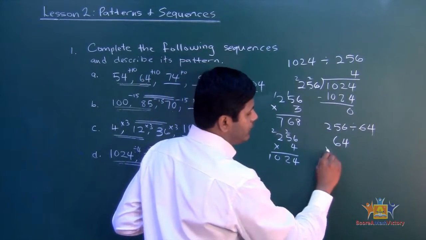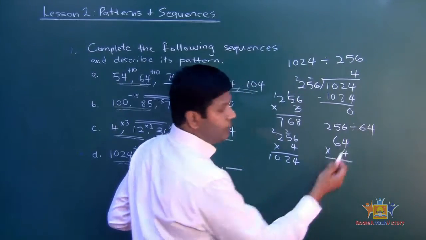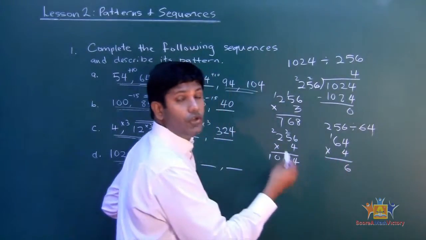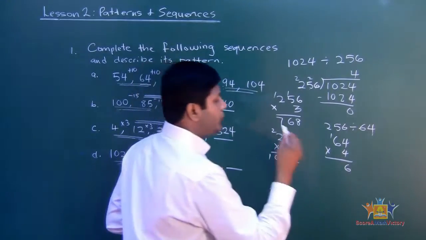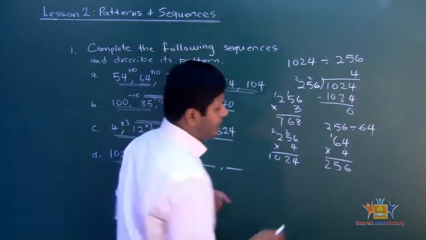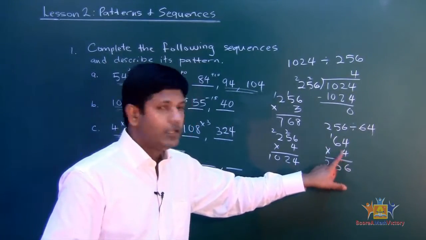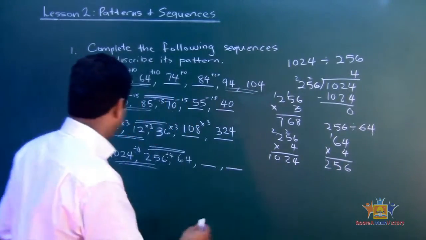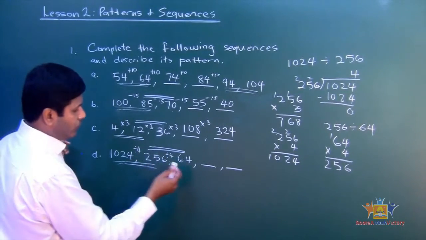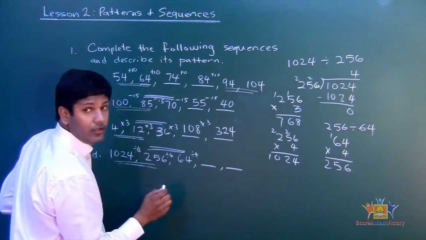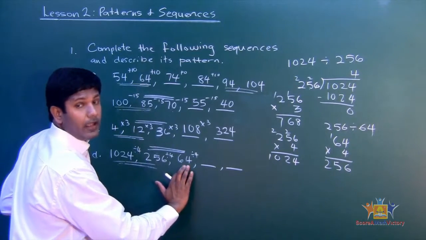So 64 times 4. 4 times 4 is 16. 6 carry 1. 4 times 6 is 24. 24 plus 1 is 25. Right there. See that? So that confirms that we are dividing it by 4. So to fill up this, we take 64 divided by 4. What would that be? Again, very good.